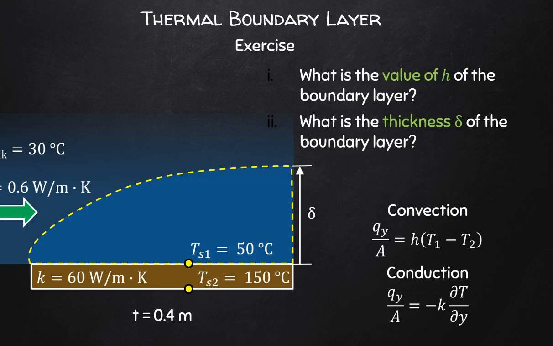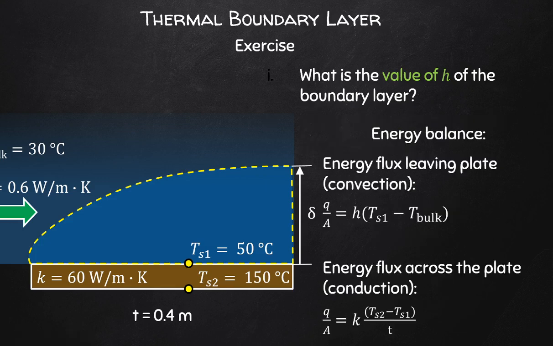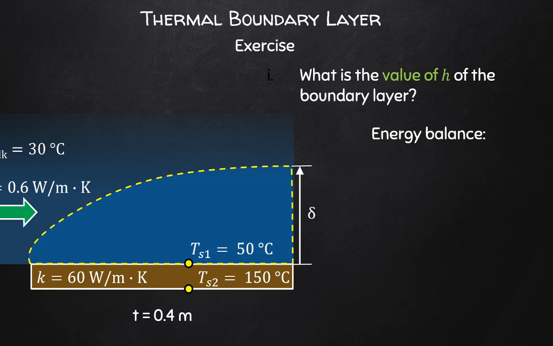Now let's return to the one example that we have seen before to demonstrate how we can determine the value of h, the convective heat transfer coefficient, and the thickness of the thermal boundary layer using our knowledge of convection and conduction within this boundary layer. We can do this by way of an energy balance. So quickly have a look. You can pause here and see if you can figure out how to solve this problem before moving on. What we're looking for is h and also the thickness delta.